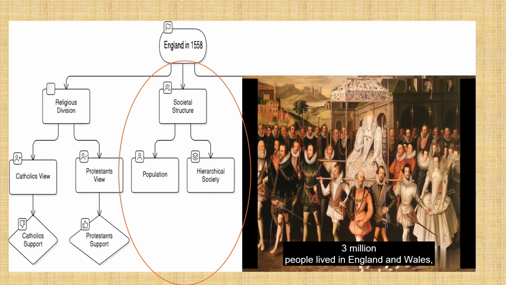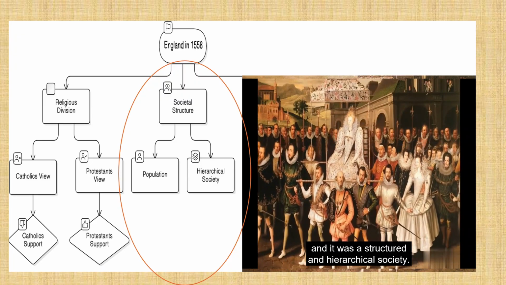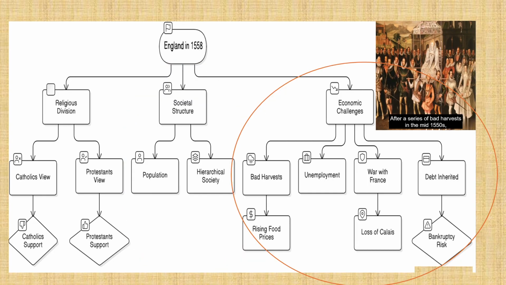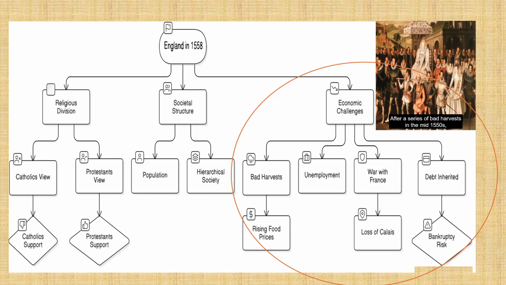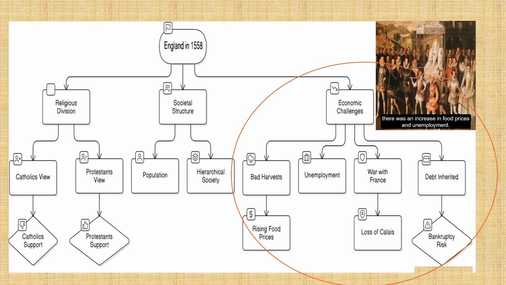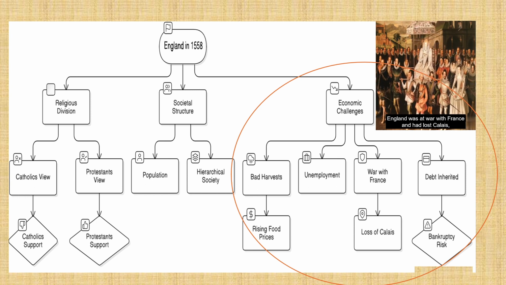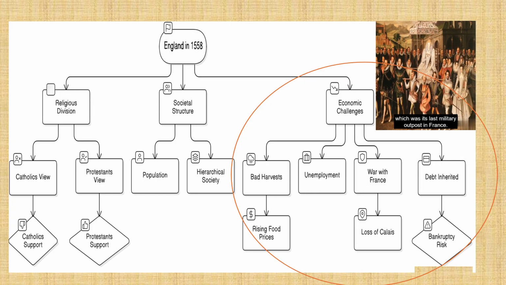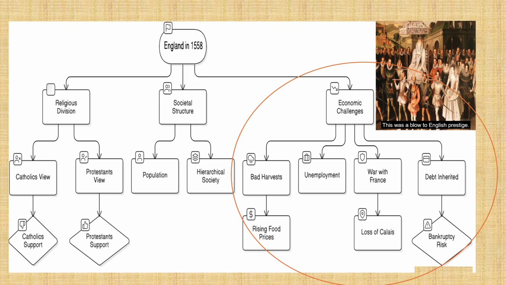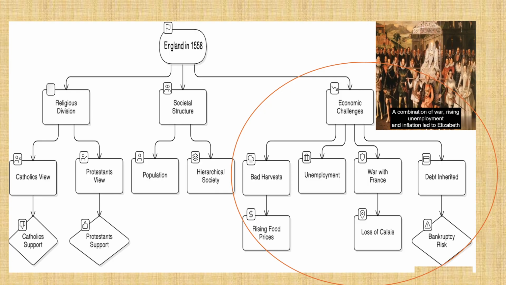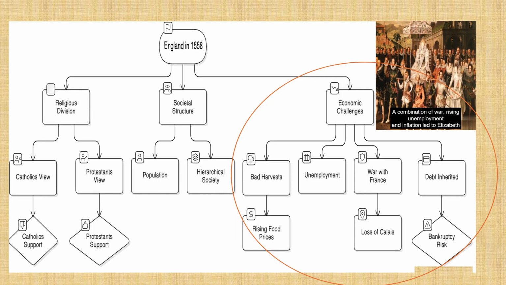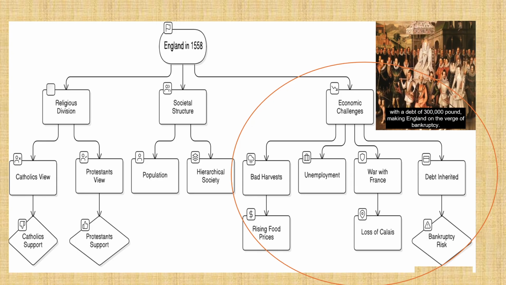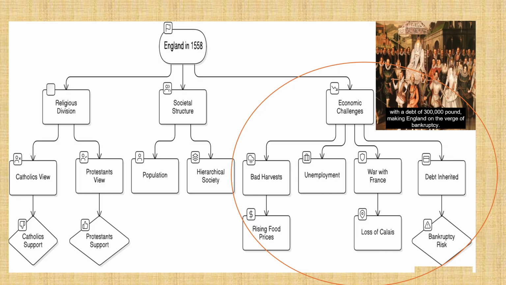3 million people lived in England and Wales, and it was a structured and hierarchical society. After a series of bad harvests in the mid-1550s, there was an increase in food prices and unemployment. England was at war with France and had lost Calais, which was its last military outpost in France. This was a blow to English prestige. A combination of war, rising unemployment, and inflation led to Elizabeth I inheriting a country with a debt of £300,000, making England on the verge of bankruptcy.